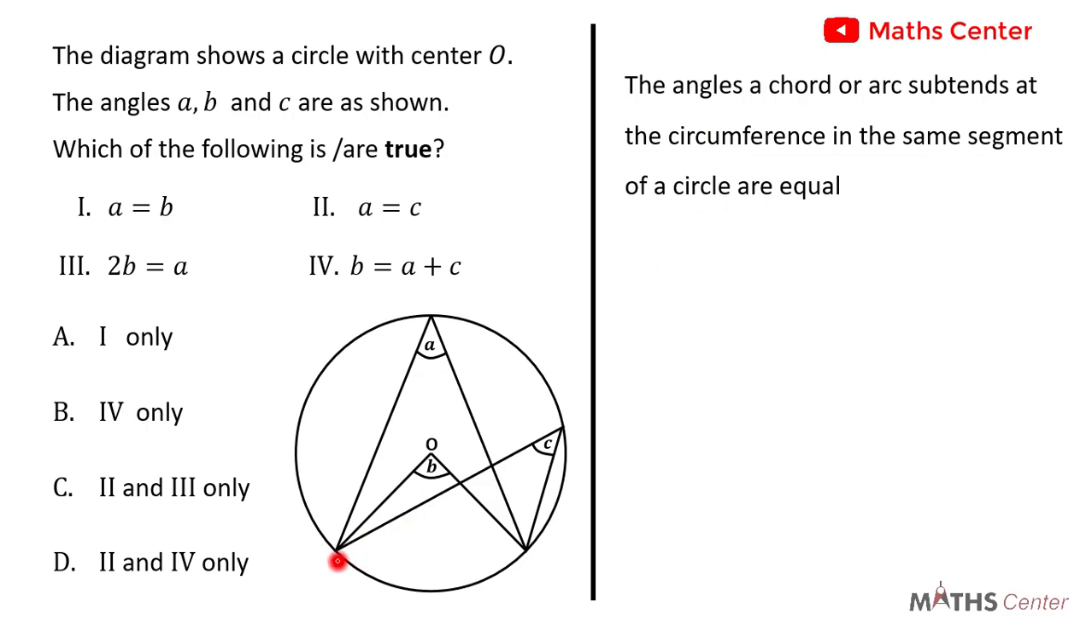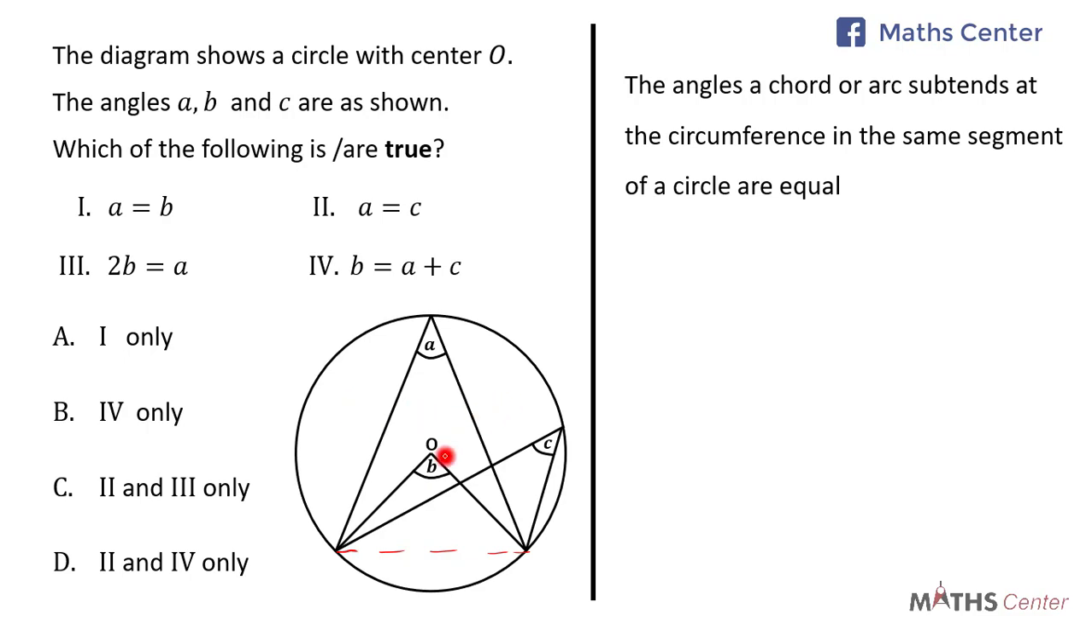On the diagram here, we can see that if we join this point to this point, we are going to form this chord. The theorem says that the angles that the chord subtends at the circumference in the same segment of the circle are equal. This chord divides the circle into two segments. We have the upper segment here, that's the major segment, and we have the lower one here, which is the minor segment.